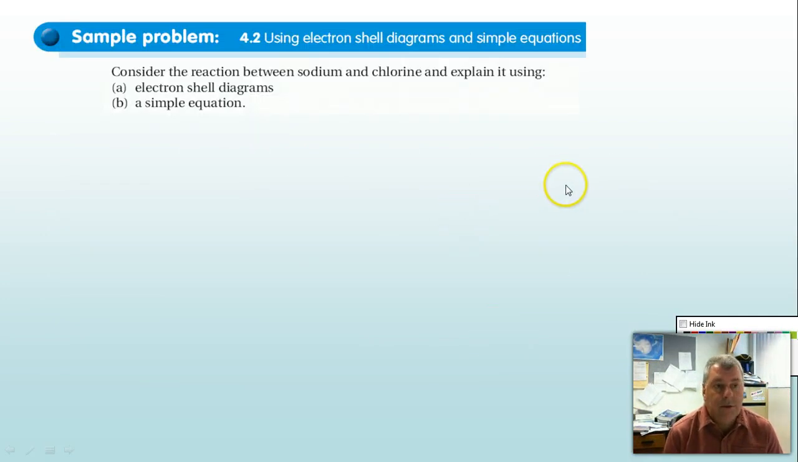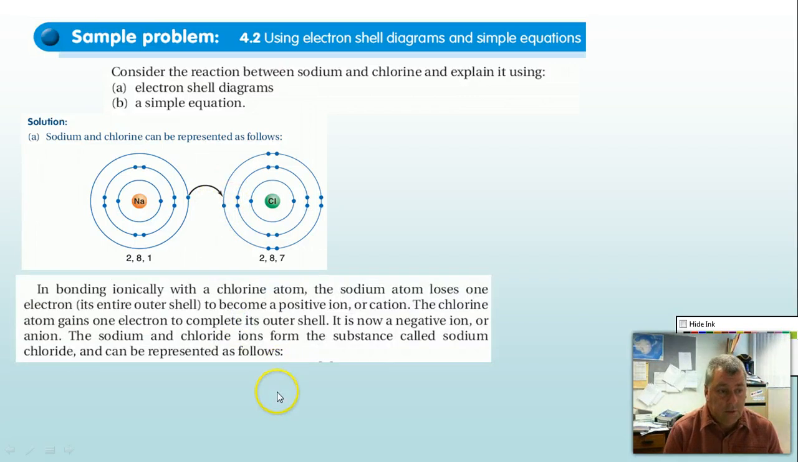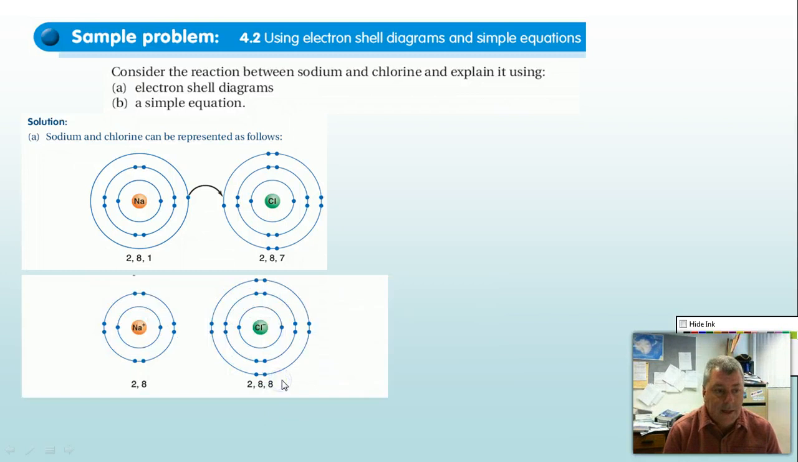Here's an example. Consider the reaction between sodium and chlorine. There's our sodium chloride again, explained using electron shell diagrams plus a simple equation. So here's our sodium with an electron configuration of 2,8,1. Here's our chlorine, which has 2,8,7. So that's our metal, that's our non-metal. The sodium wants to lose one electron, there it is. The chlorine wants to gain one electron, so it jumps across to here. There's a bit of words, you can pause that and read that if you like. Then it becomes the ions, so we have the sodium ion and the chloride ion.